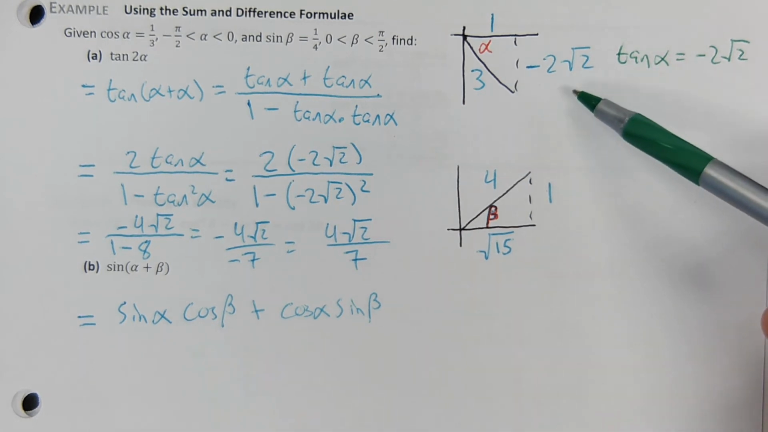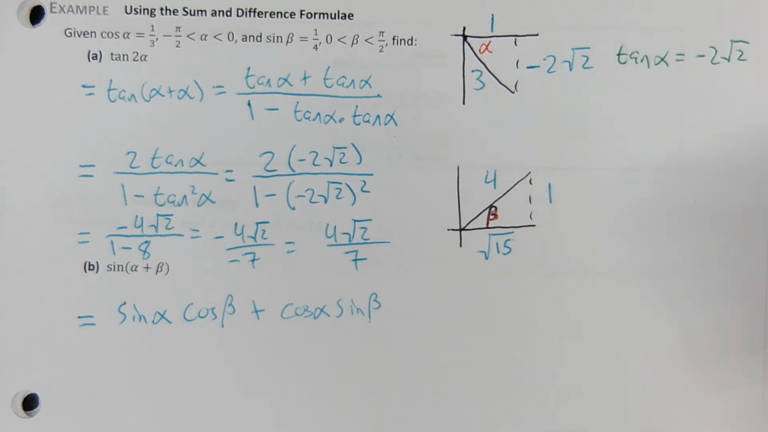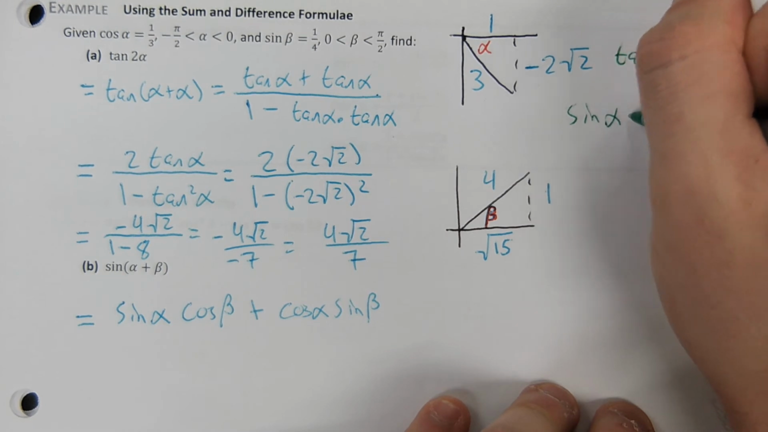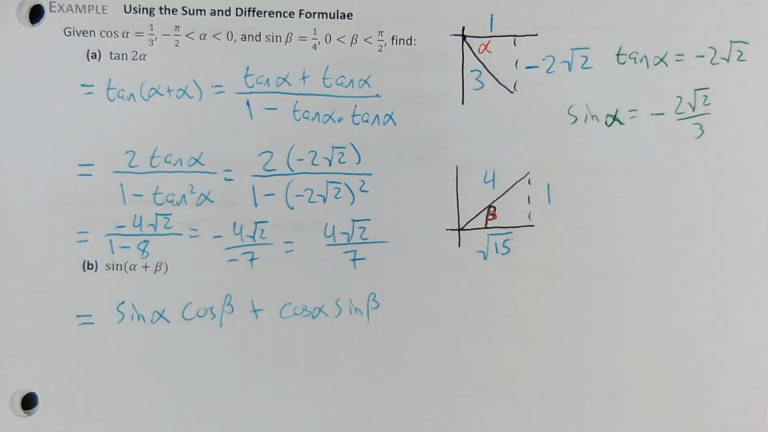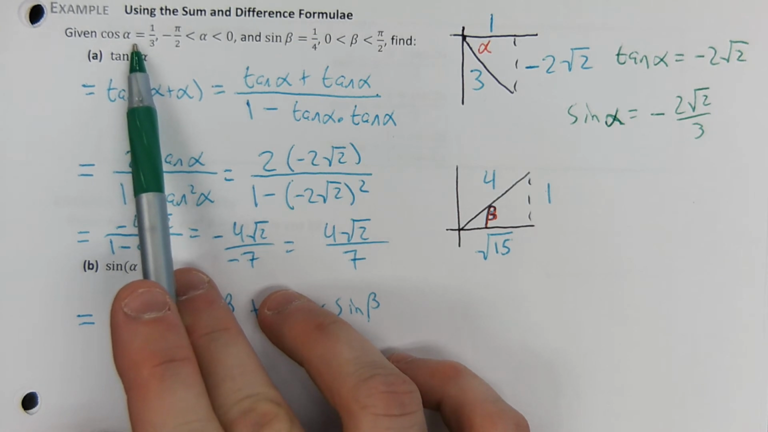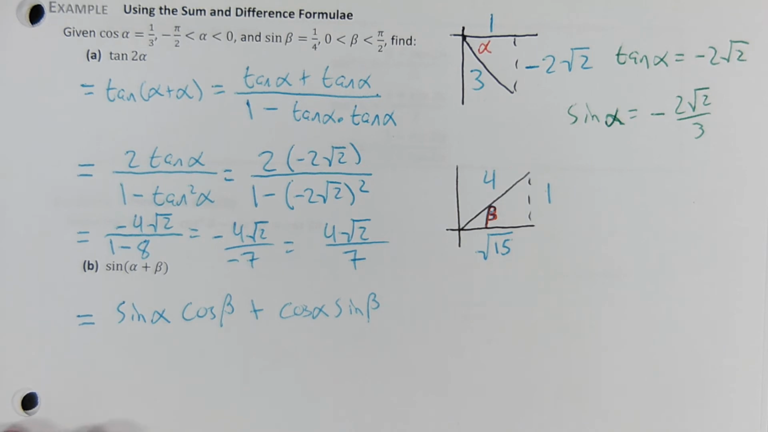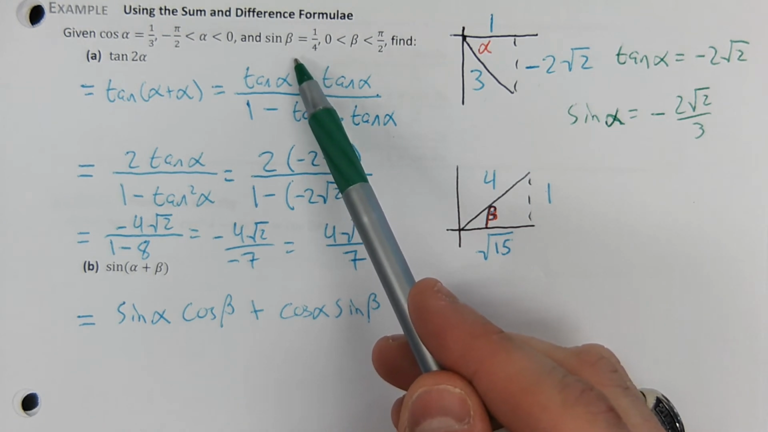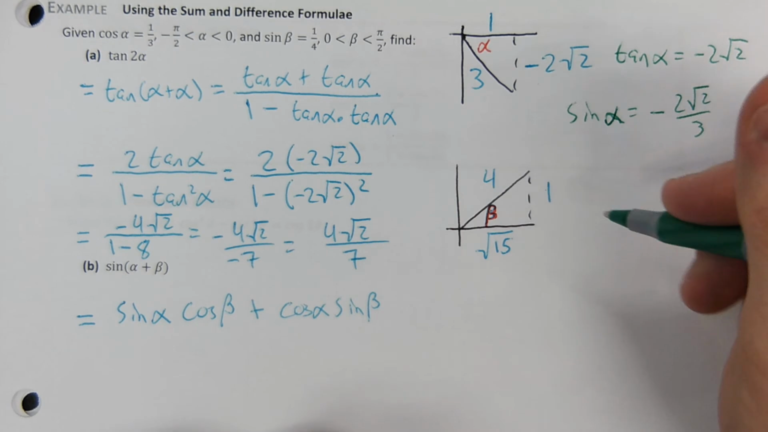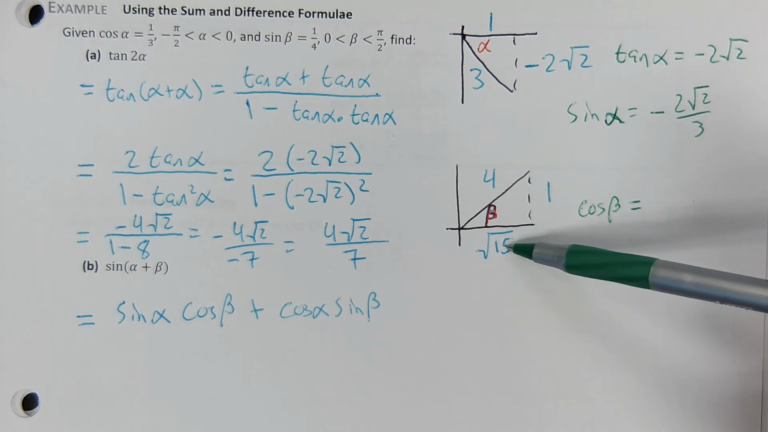So I'm going to come up here to alpha. Sine is y over r. So sine alpha is negative 2 root 2 over 3. And we were told cosine alpha, it's right there. It was given to us. It's 1/3. That's given information. Now if we go down to beta, we were given sine of beta. So we don't need to find it again. It's right there. But we do need to find cosine of beta. Cosine is x over r, which would be root 15 over 4.